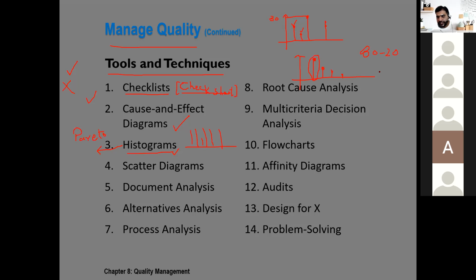So the 80-20 rule could be applied to anything. Yes, Tanya, any example? I was just going to say that 80% of your issues will typically come from 20% of your causes. Fully agreed. So 80% of the issues come from 20% of the problems. If we can resolve 20% of the problems, 80% of the issues will be resolved, isn't it? So this is basically the Pareto diagram.